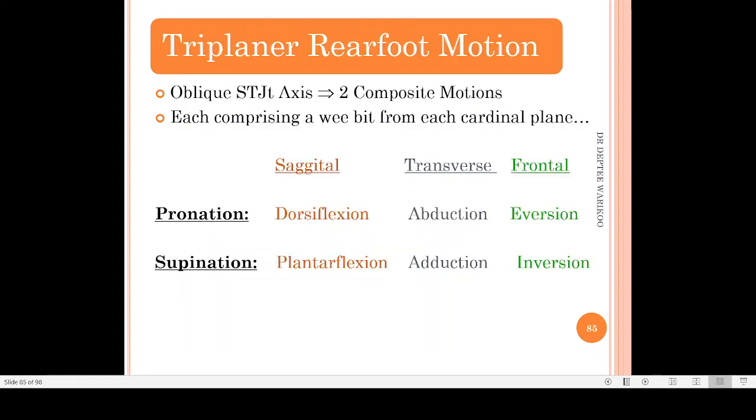We all know that we have triplanar rear foot motions. So pronation will have three movements over the three planes. When we say pronation, sagittal plane will be having dorsiflexion. At the transverse plane, we will be having abduction, and the frontal plane, we will be having eversion. When we say supination, sagittal plane, we will be having plantar flexion. Transverse plane, we will be having adduction, and frontal plane, we will be having inversion.